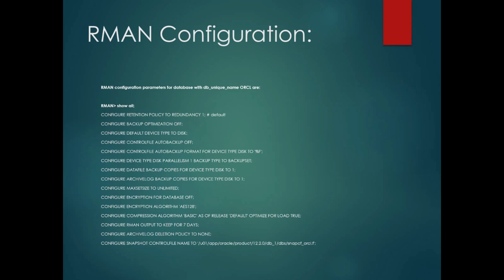Okay, and then configuring datafile backup copies for device type disk to 1. That means whenever you take any datafile copies, if you mention one, it's going to take only one. If you mention two, it's going to take two copies. If you mention three, it's going to take three copies. The archive log is the same. And then maximum set size to unlimited. That means there is no limit on your backup size. If you mention 500 MB or 200 MB and your backup is more than that, it will fail.